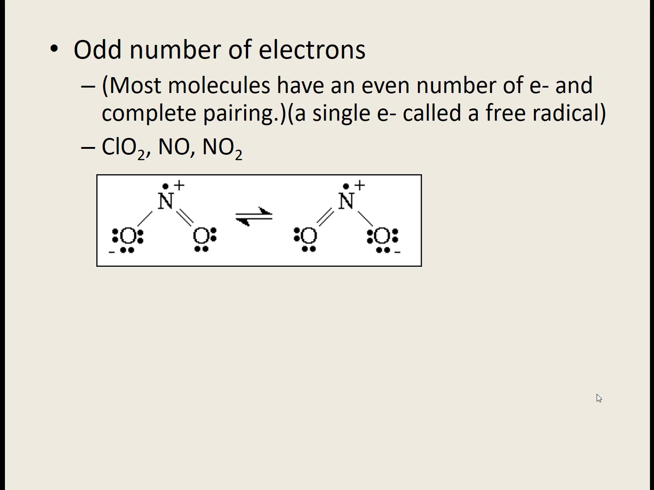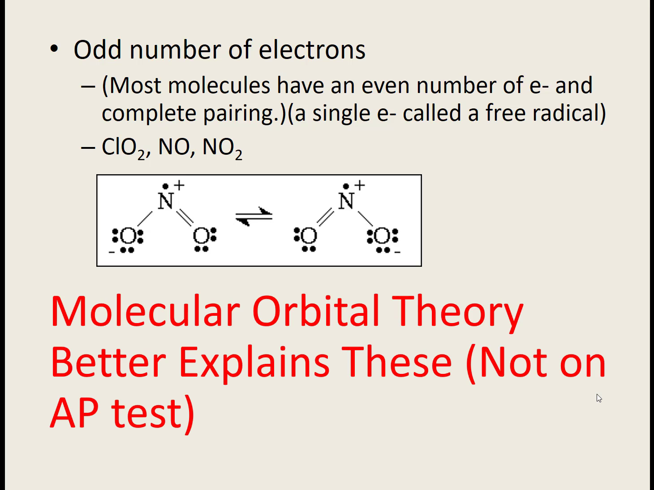This is an NO2 molecule. It is a neutral molecule, and we do have some resonance here, but it only has 1 electron on it that's not paired up, and that's called a free radical. I don't think that you should see that on your AP test. It's not something I would assign either. This is more of a complex problem. It's more explained in molecular orbital theory, which is a second-year college chemistry course.